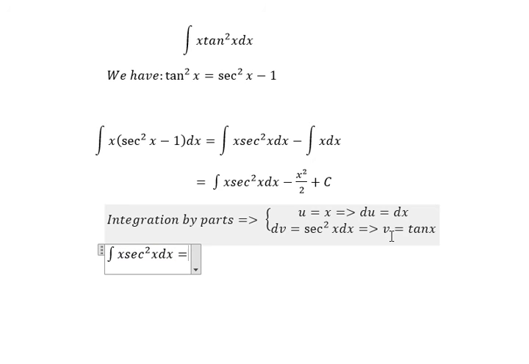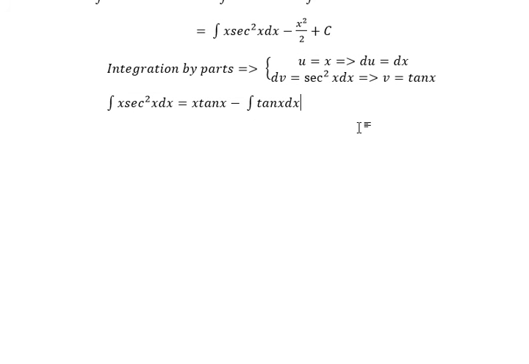So u multiplied with v, so we have s multiplied with tan s. We have the negative, and we use the integral again. So we have the integral of tan s. And now we have the formula.